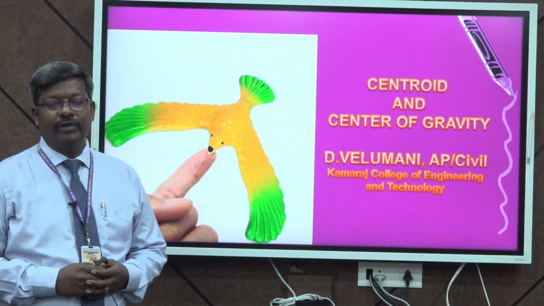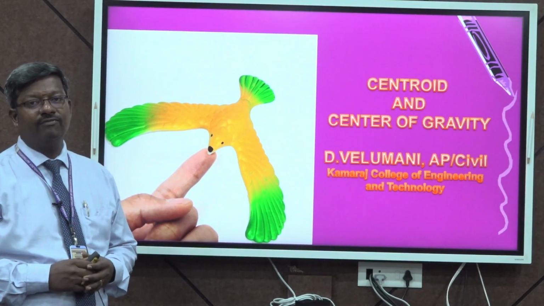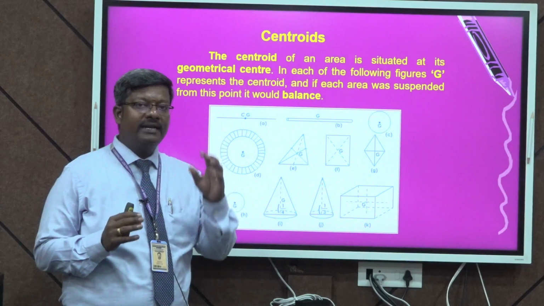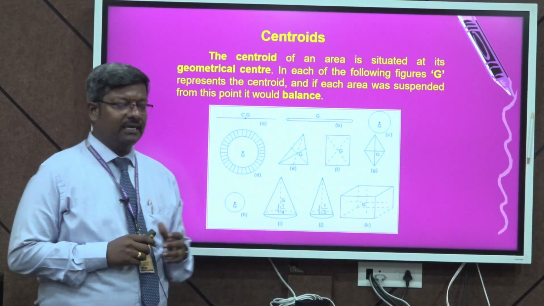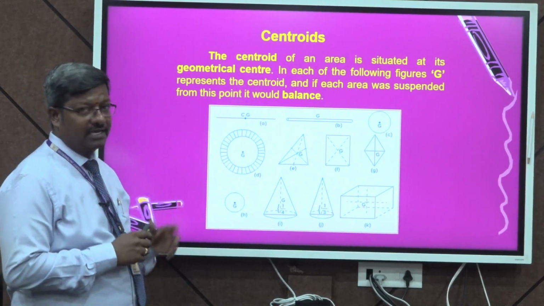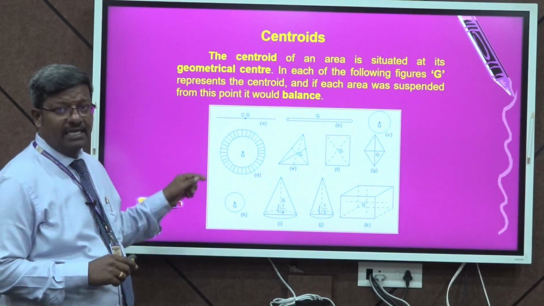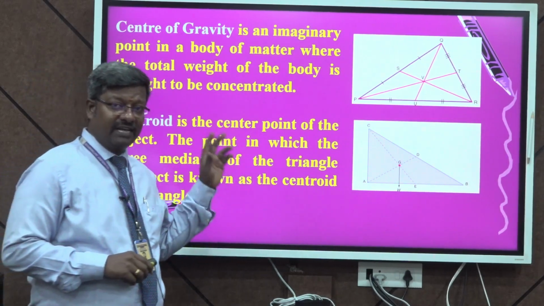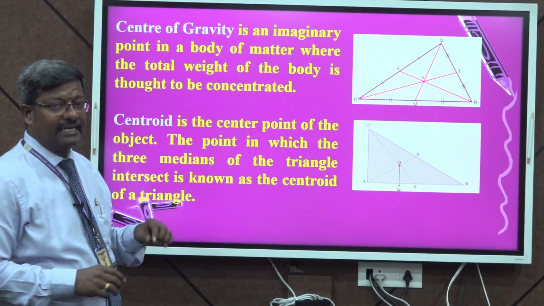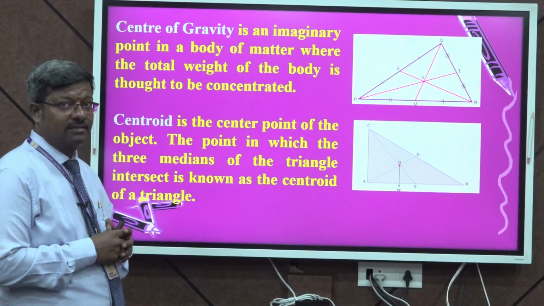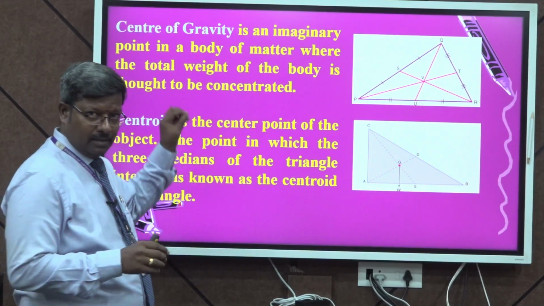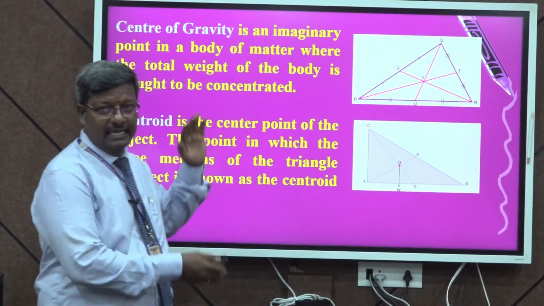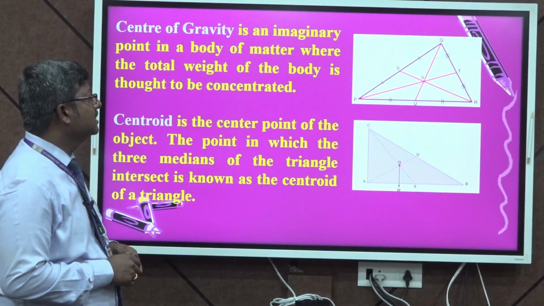In this lecture, we are going to see centroid and center of gravity. Centroid is nothing but the geometric center of the figure. You can see the different figures given here, where the capital G denotes the centroid of the image, whereas center of gravity is a point where the entire weight of the body acts, but in the centroid the point is where the center point of the object lies. So, there is a difference between these two, centroid and center of gravity.